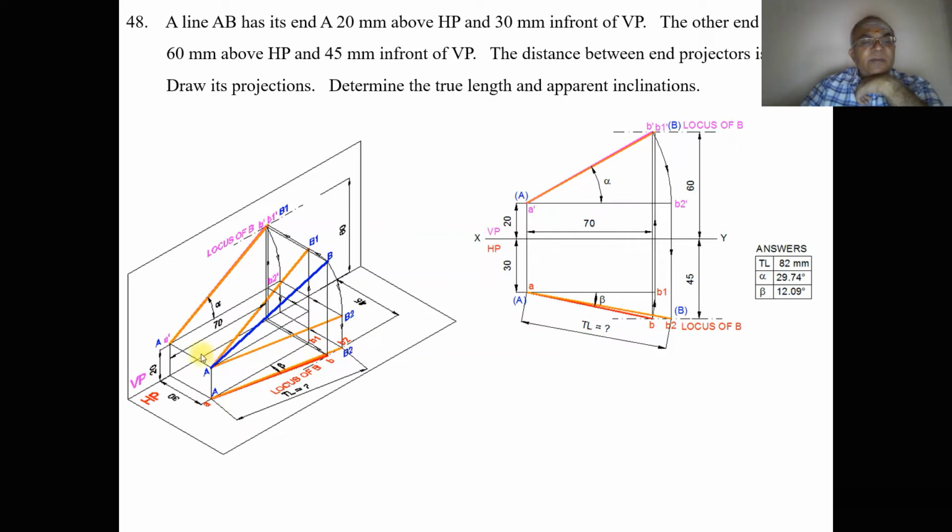So we have AB and we have A dash B dash. So we have the front view and we have the top view. We denote this by angle alpha and we denote this by angle beta. That is, the apparent inclination with respect to HP is alpha and the apparent inclination with respect to VP is beta. Now we found out this distance.